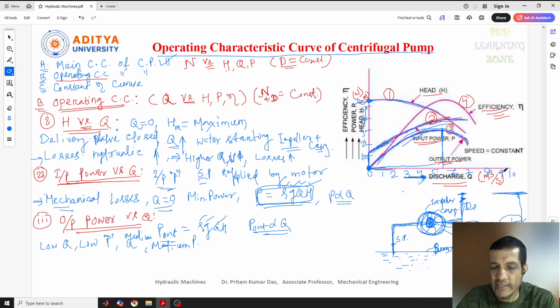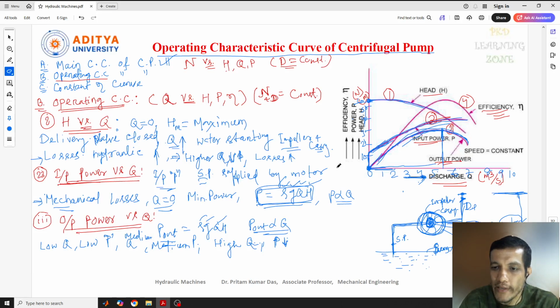Now when the discharge increases, at high discharge, we won't always get high power. That means at this point, we won't get our maximum power. So here power will be decreased. At high discharge, our power will be decreased. Why? Because at high discharge, sometimes the head drops.